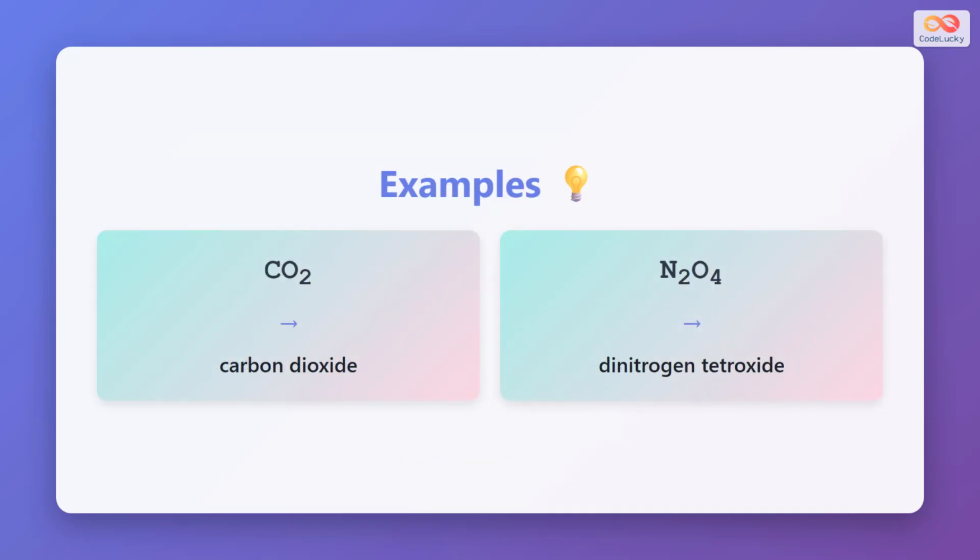Let us see how these rules are applied. The chemical formula CO₂ is named carbon dioxide. The prefix di is used to show there are 2 oxygen atoms. N₂O₄ is named dinitrogen tetroxide. The prefix di is used for the 2 nitrogen atoms and tetra for the 4 oxygens.